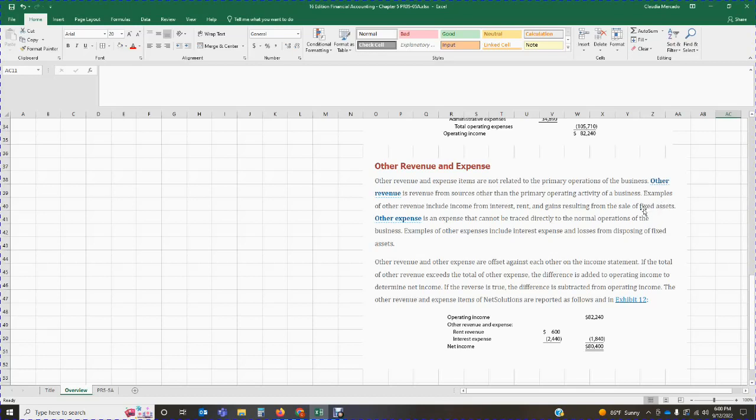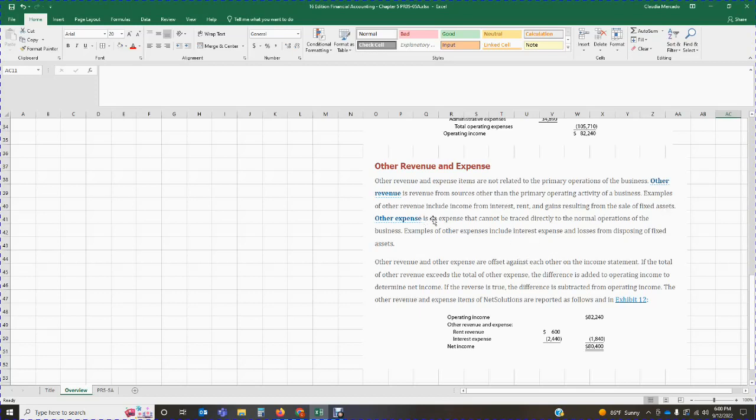And basically other revenue is any revenue generated from sources other than the primary operating activity of a business. So let's say that our business entails selling bicycles, and then we have an office that we're renting that has nothing to do with the sale of bicycles. So we are generating money off of that. That is another type of revenue that has nothing to do with the sales of the bicycles, so we would categorize it separately.